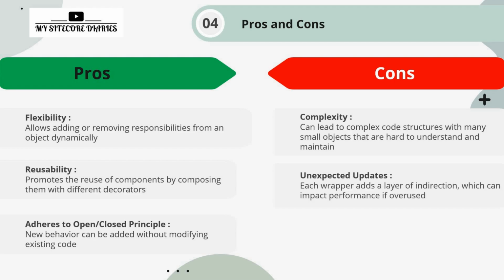Unexpected updates: each wrapper adds a layer of indirection which can impact performance if overused. So performance may also get impacted. So these are the pros and cons of the decorator classes.